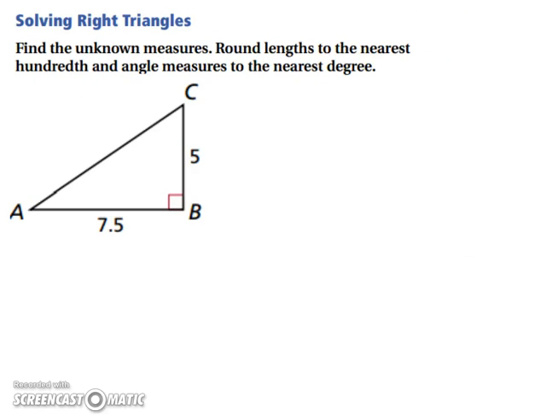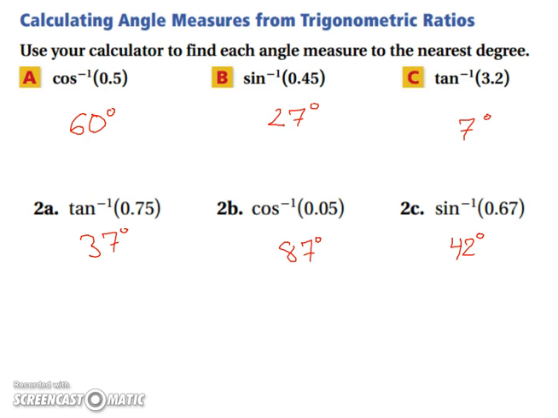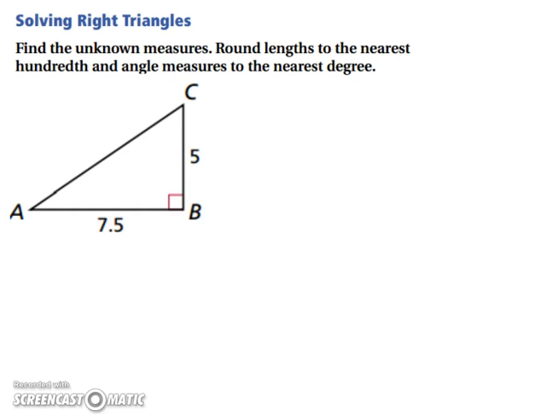Let's try solving right triangles. You may need to use some of your inverse calculating to solve it. So, the first one we have here asks us to find all of our unknown measures. Well, AC is unknown, the measure of angle C, and the measure of angle A. So those are the 3 pieces of information that we're going to try to find. You are all familiar with the Pythagorean theorem, and since we have 2 of the sides, we can simply use the Pythagorean theorem to find the length of our hypotenuse. Lengths will be rounded to the nearest hundredth, whereas angle measures will be rounded to the nearest degree.